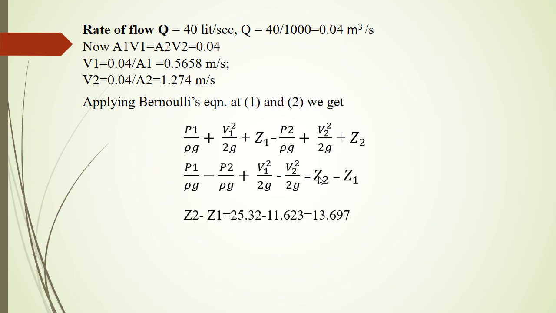So here Z2 is on the right hand side. I'll bring Z1 to the left hand side, and send V2 square by 2g and P2 by rho g to the other side. So it becomes P1 by rho g minus P2 by rho g plus V1 square by 2g minus V2 square by 2g. If you substitute all these values, the difference Z2 minus Z1 is going to be 13.697 meter. So the difference of datum head for this particular problem, Z2 minus Z1, is going to be 13.7 meters.